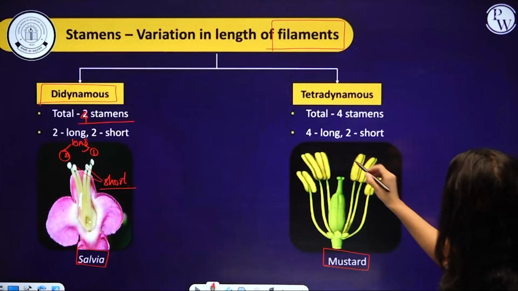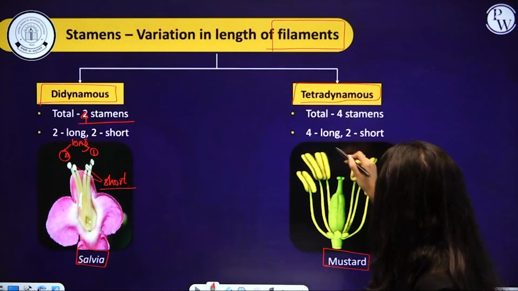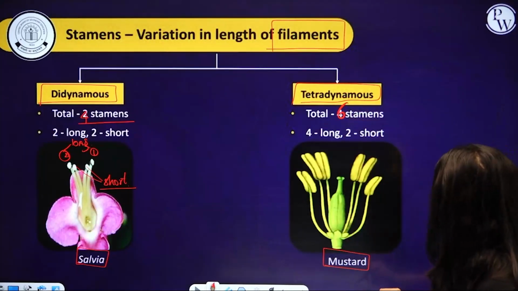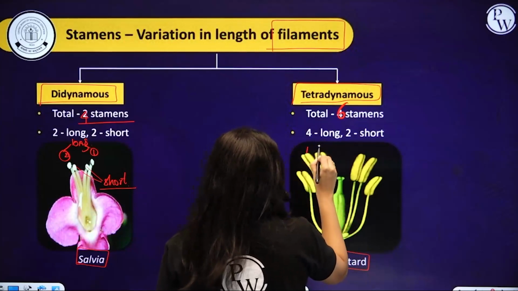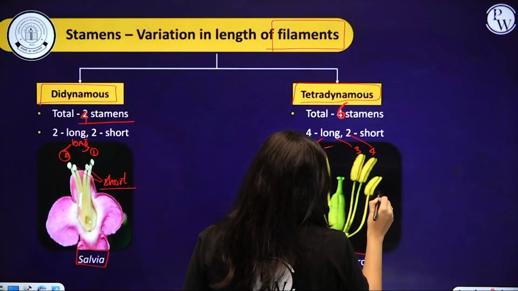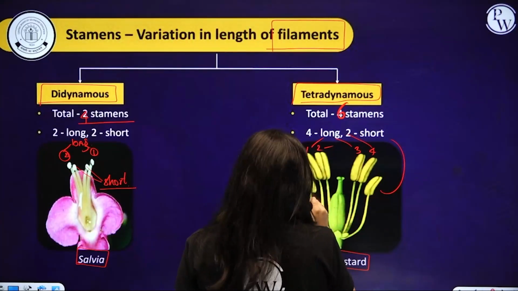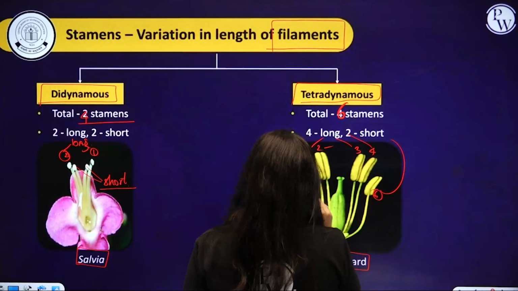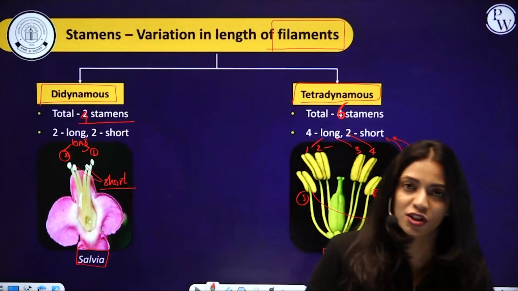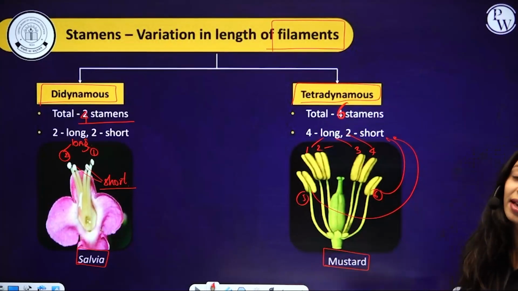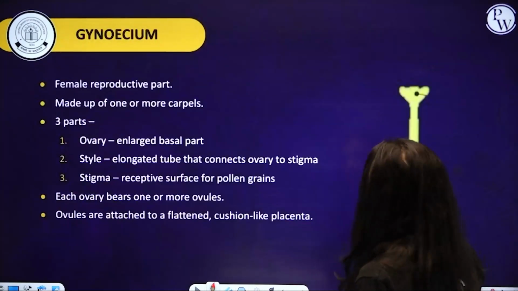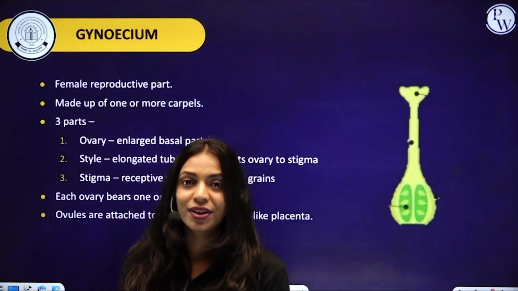Similarly, we have tetradynamis condition where the total number of stamens is 6. Over here, you have 4 long stamens. 1, 2, 3, 4. These are long. The 5th and 6th stamens are short. Such a condition can be observed in mustard flowers and this condition is called tetradynamis condition. Alright. Now that's all about androecium.